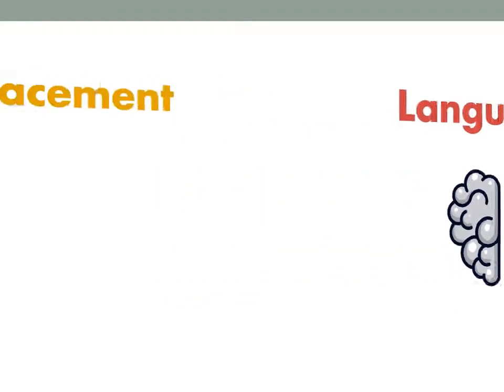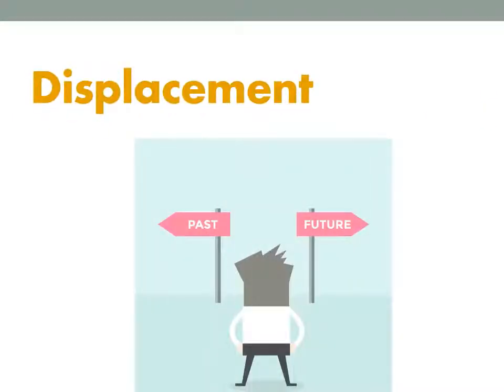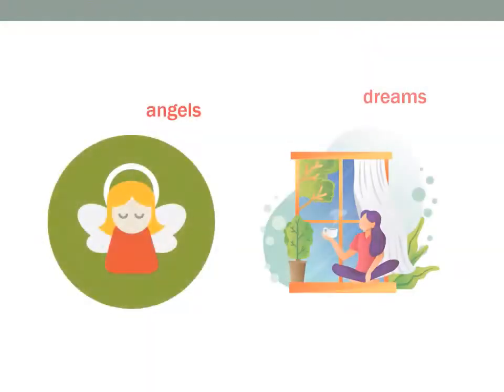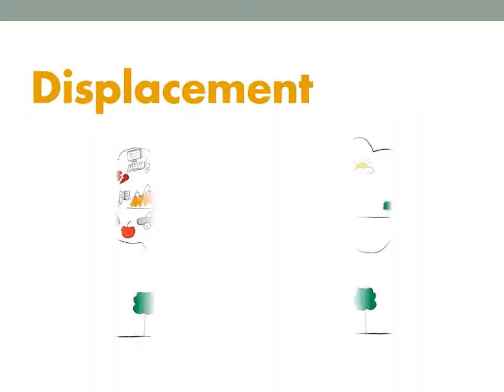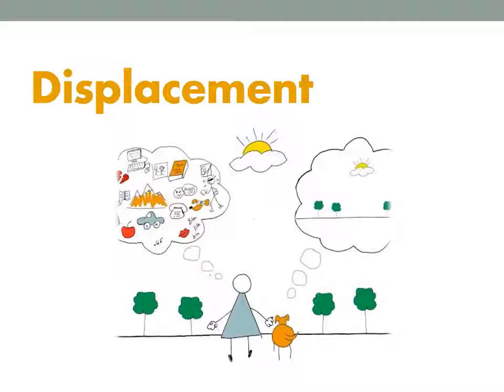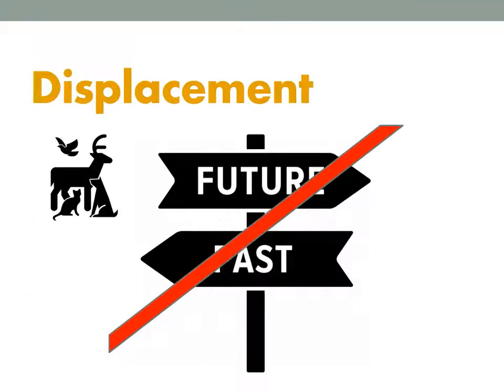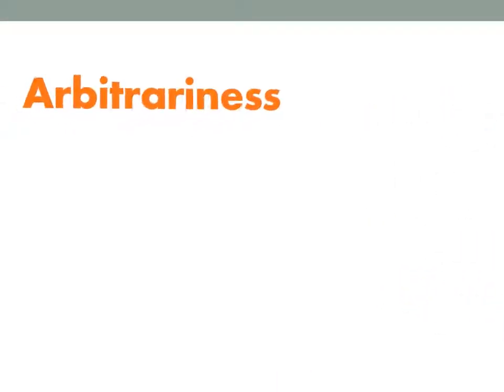The first property is displacement. This property has to do with the allowance of talking about events in the future and past time, or talking about things that are abstract such as angels or dreams. Displacement is one of the properties distinguishing the human communication, as animals have the ability to refer to neither past nor future events.